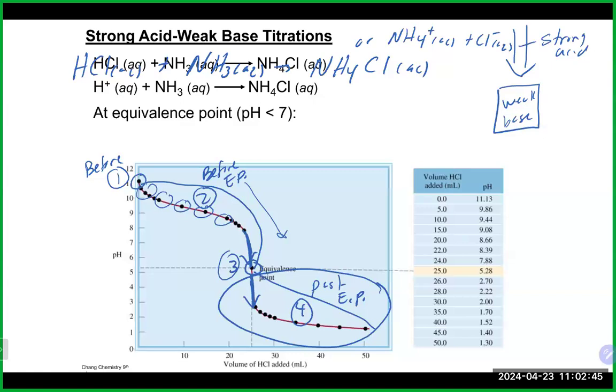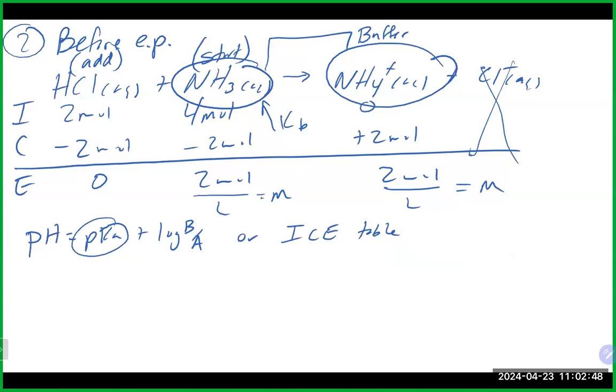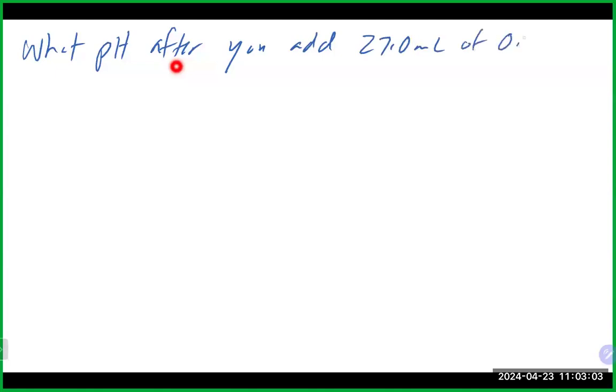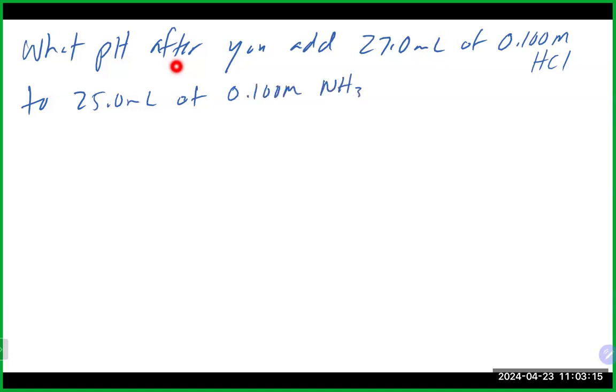Let's do: what is the pH after you add 27 milliliters of 0.1 molar HCl to 25 milliliters of 0.1 molar ammonia? The KB for ammonia is, we'll go with 1.8 times 10 to the minus 5. All right, give it a go. I'll do it as well. Hopefully I won't screw up as bad as I did previously.